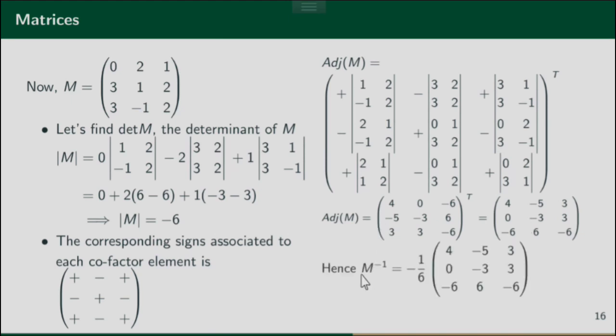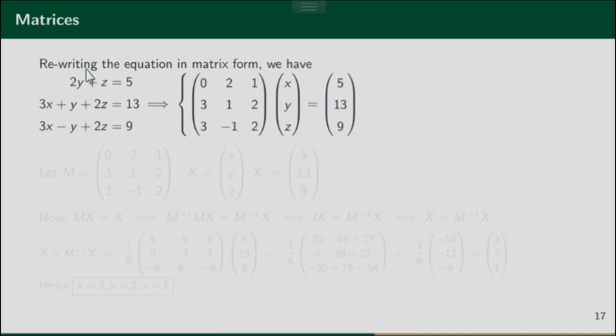So M inverse is equal to 1 divided by its determinant, negative 6, multiplied by the adjugate, this matrix over here. So we have looked for the inverse of M. Now, how can we use the inverse of M to solve this system of equations? First things first, I need to rewrite this equation in matrix form.